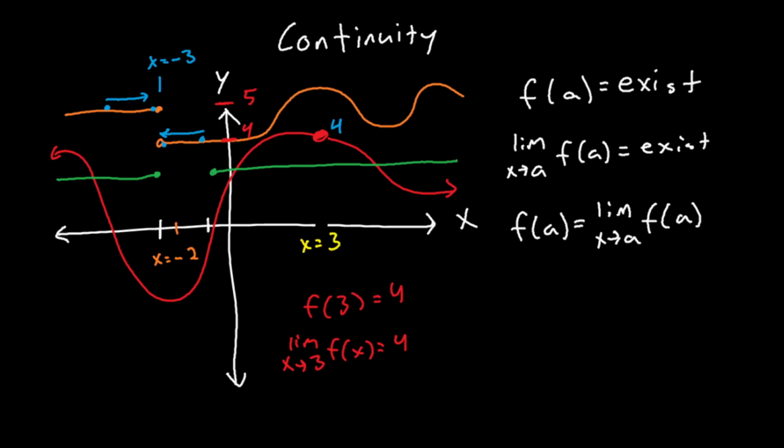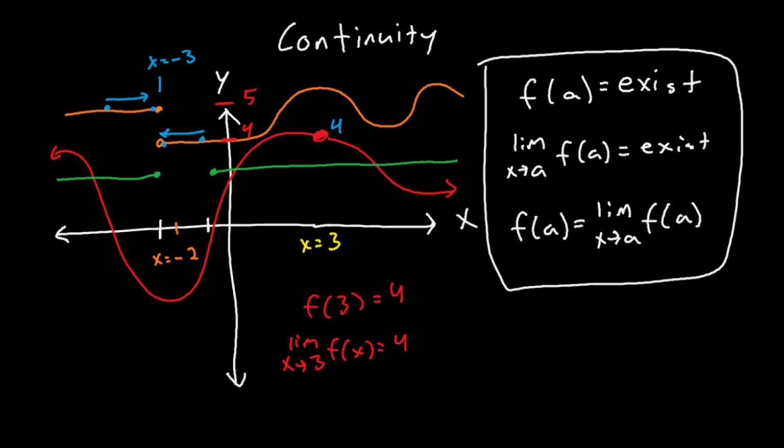Now, there are different types of discontinuity. There's non-removable and removable discontinuity, and I'll be talking about that in another video. Link will be down in the description. It's a somewhat different topic, but it can be covered in a really quick amount of time. But these 3 rules are your formal definition of continuity.